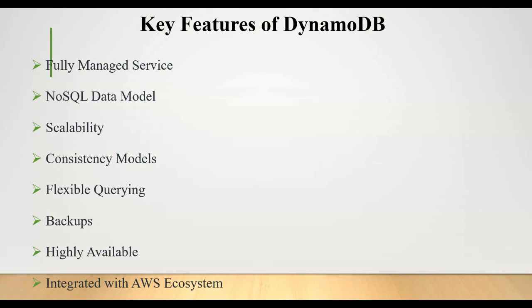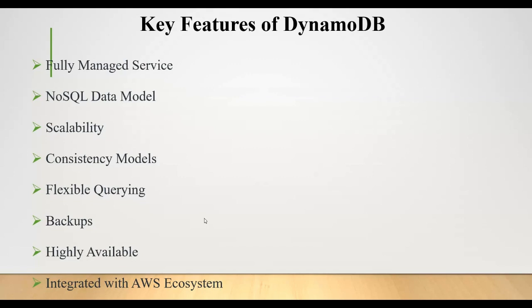The next is availability. In a region, DynamoDB replicates data across multiple availability zones, ensuring high availability, and it automatically handles replication and recovery, reducing the possibility of data loss or service disruption. The availability SLA of DynamoDB is 99.99%.